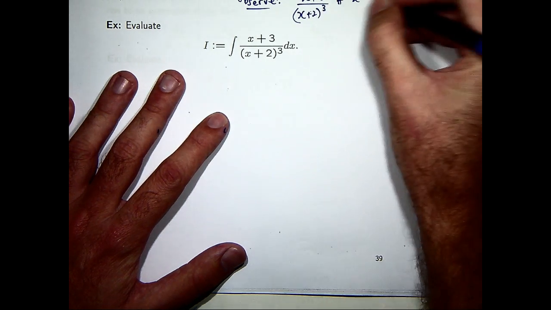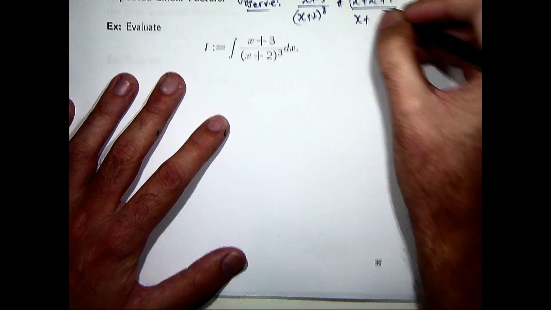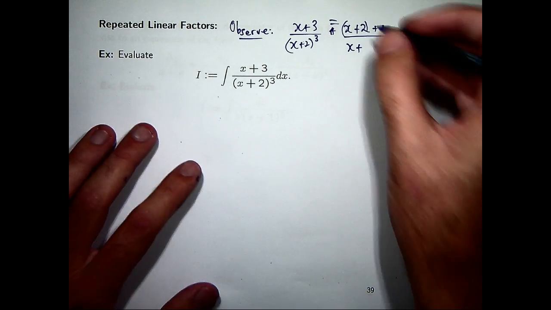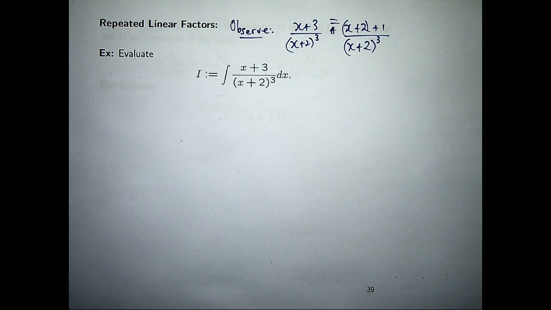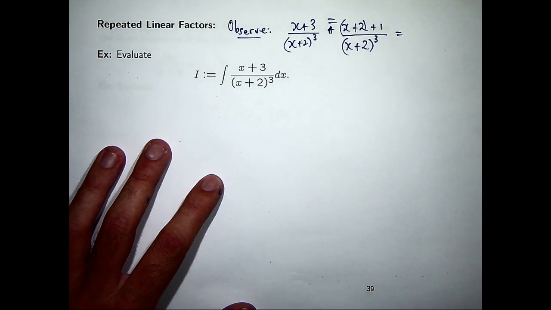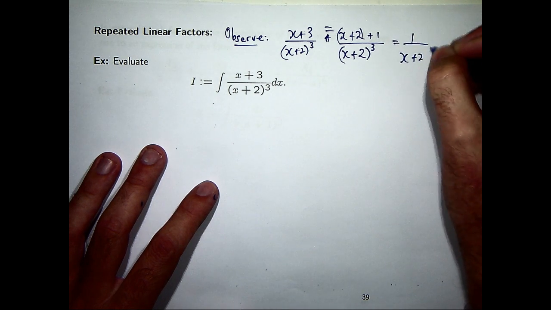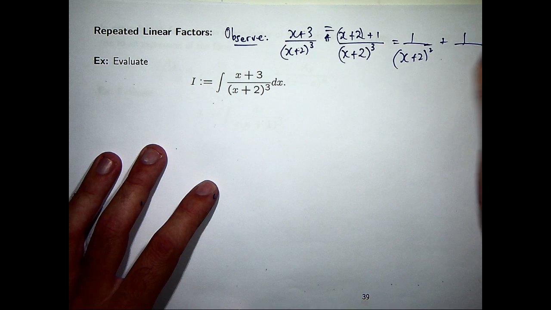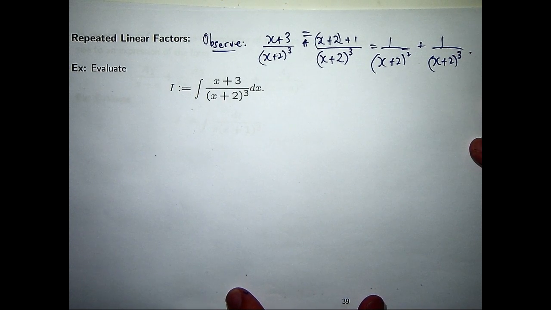Equals. Now, if I split up the numerator, I can break it up into chunks that I can integrate. So if I break up that first part, I'm going to get 1 on x plus 2 all squared. And the second part is just going to be 1 on x plus 2 all cubed. Now I can integrate both of those terms almost immediately.